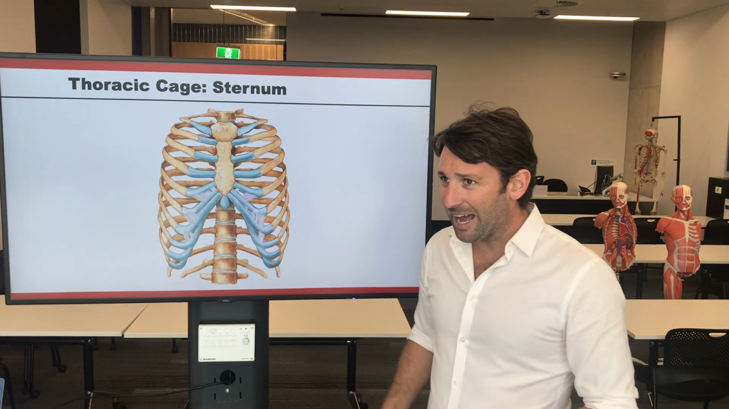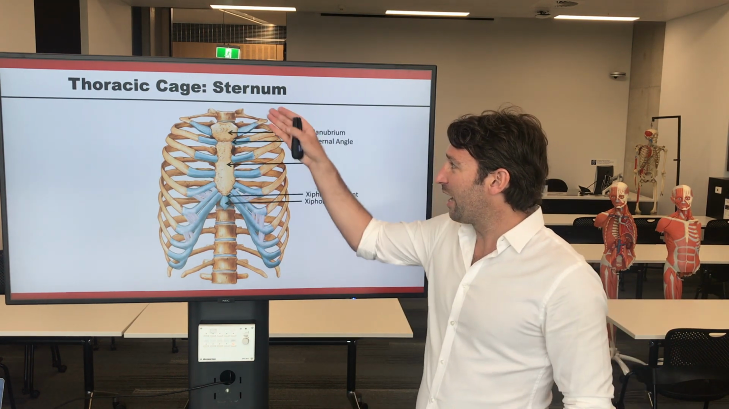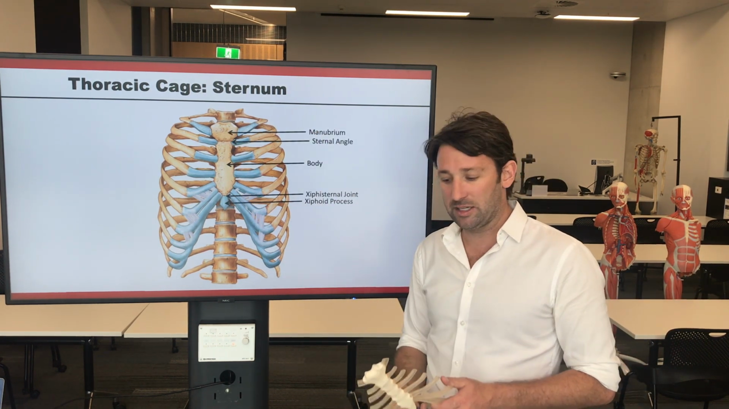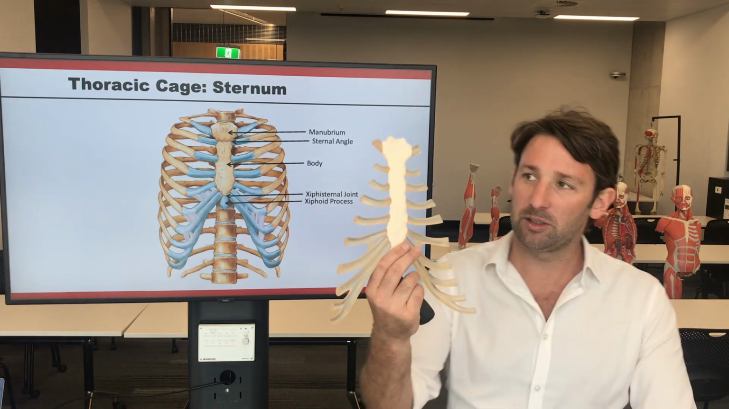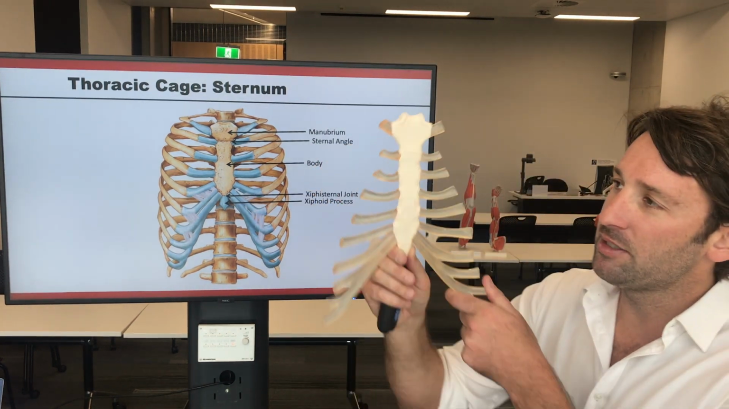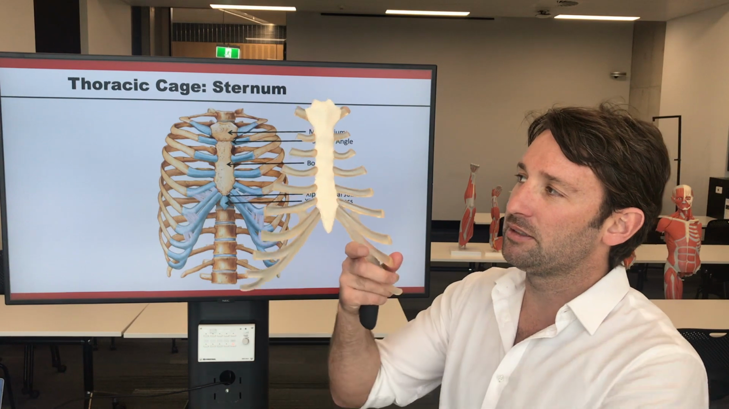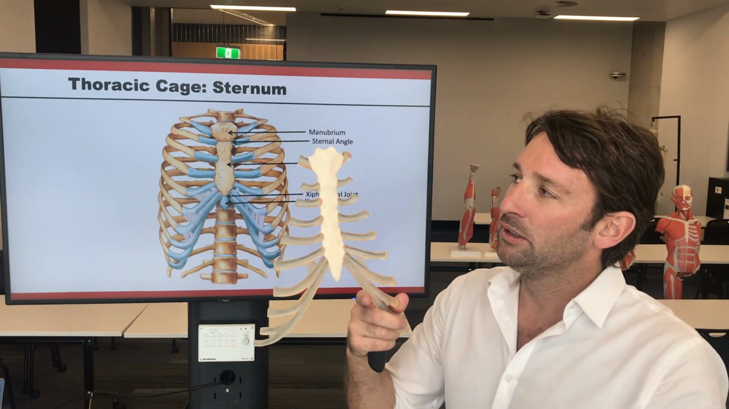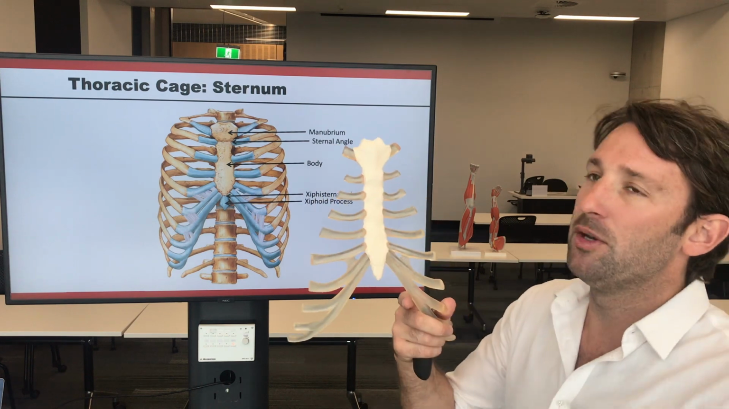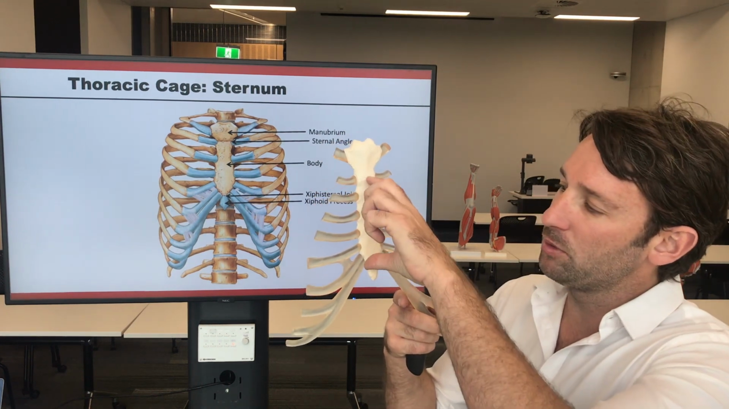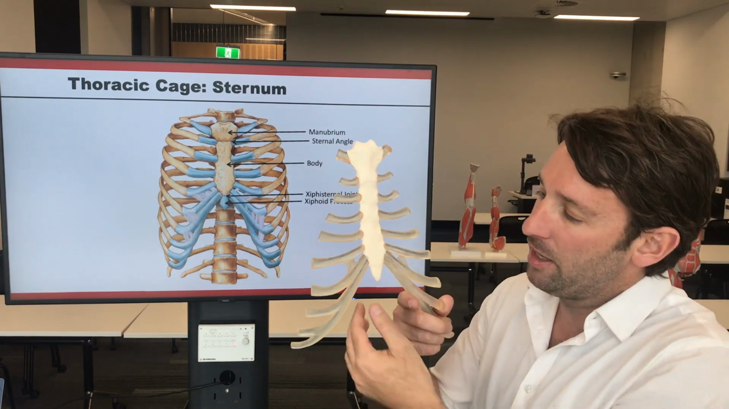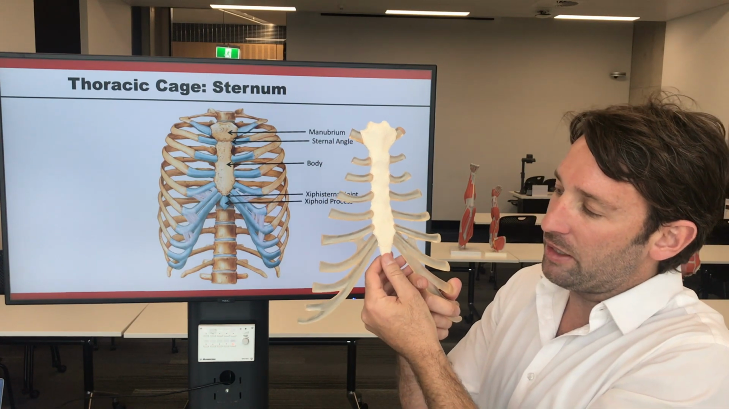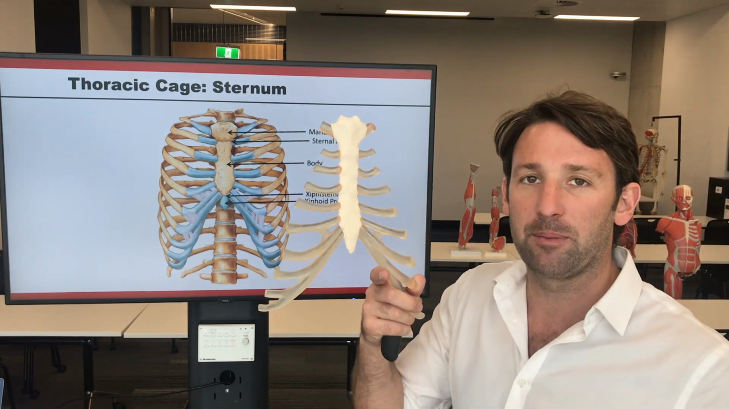So when we look at the actual sternum itself, it's divided into sections. Maybe this close up right here. Here's an example of this, same as in the picture. You've got this top part here called the manubrium. You've got this middle section here, which is called the body, and then this section right down here, which is called the xiphoid process.